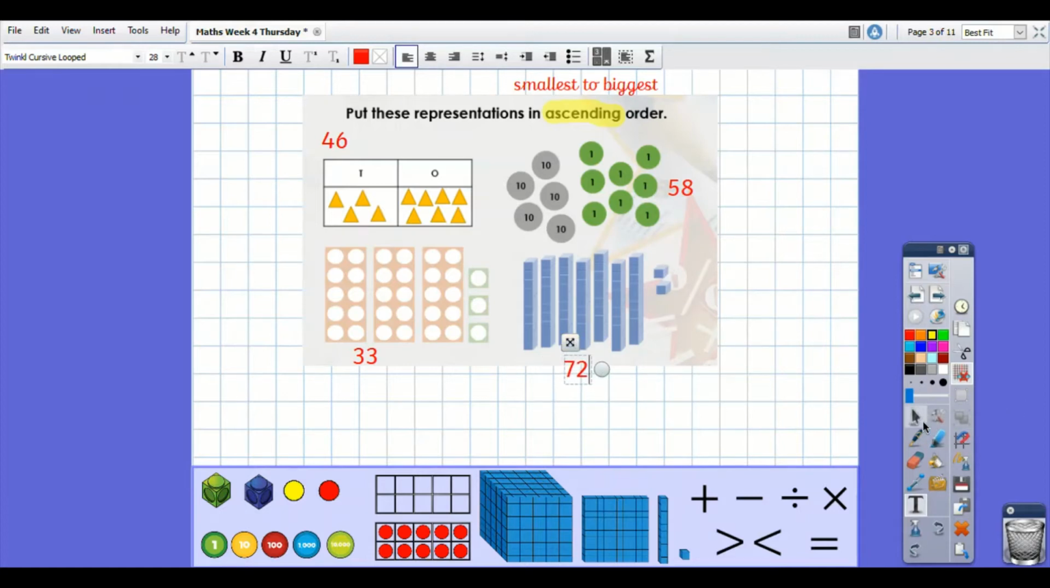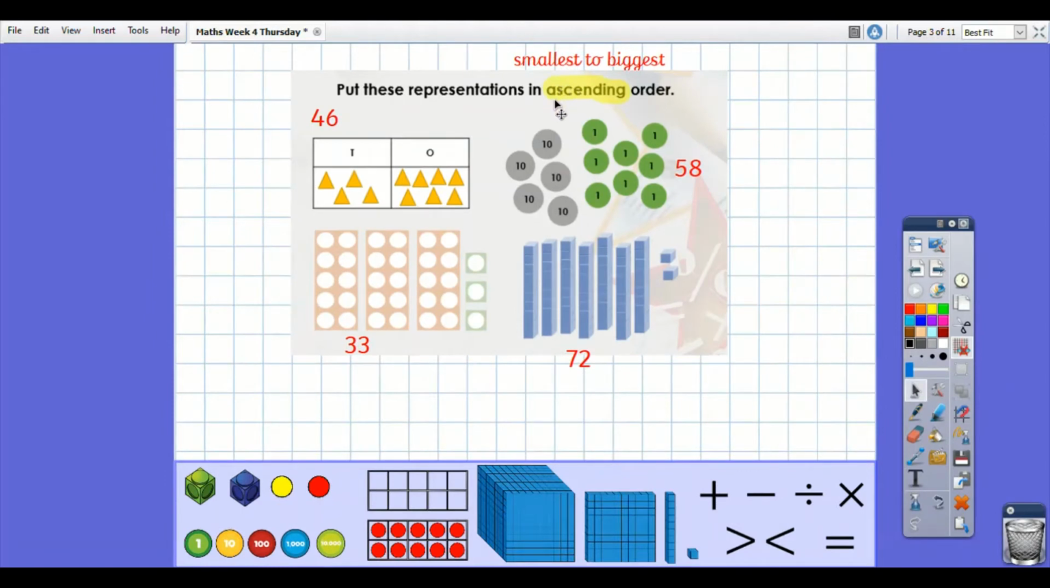So now we need to put them in order, in ascending order. And my reminder is that that means smallest to biggest. So I need to look at the tens column to help me with this. So I'm going to highlight the tens column in each of the numbers. Okay, just to help me. That's the number I'm focusing on now. So the smallest out of those is 33. So I'm going to put 33 here.